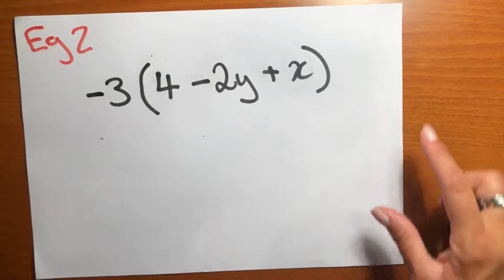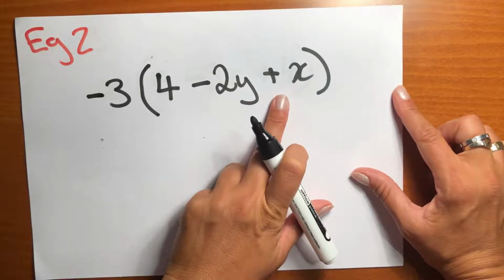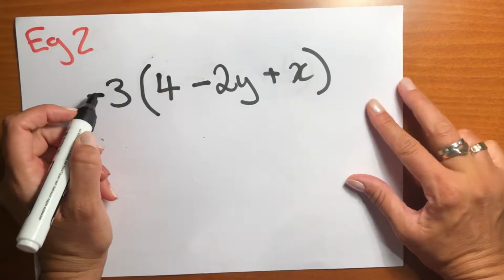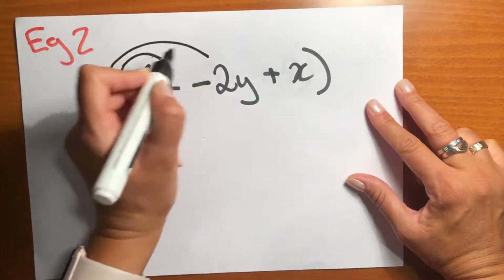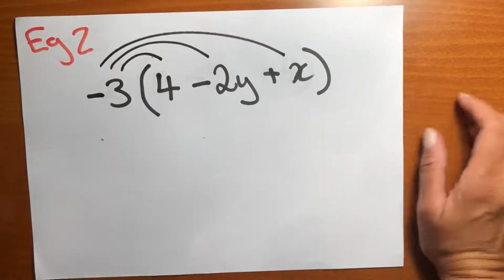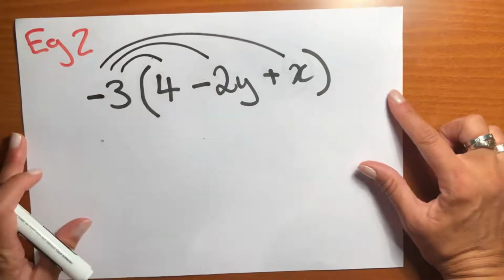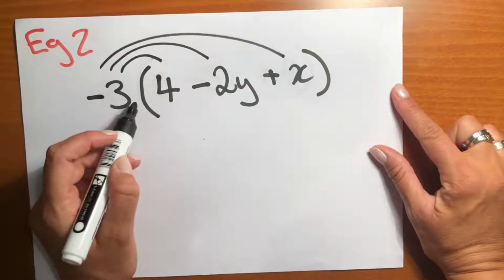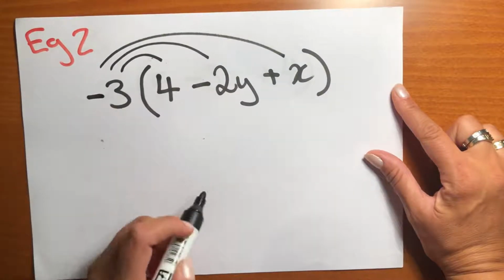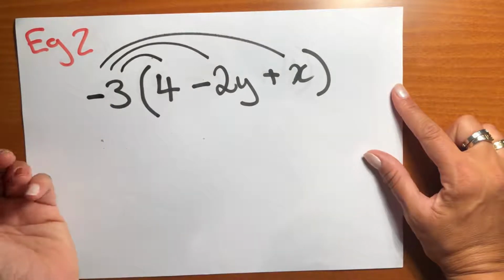Another example, here we've got 3 terms in the brackets, and that's okay. So again, we want to make sure that each one of these terms is multiplied by the negative 3, and that visual really helps you not to miss one. So you've got a negative 3 times a positive 4, okay? So we know it's positive because there's nothing in front of it.